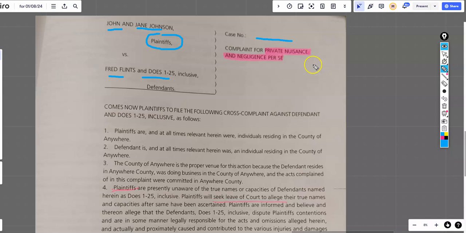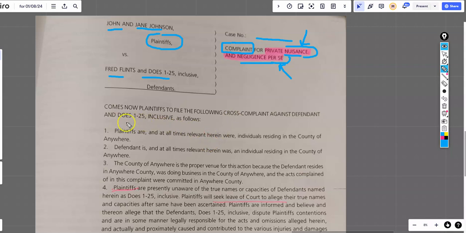But the complaint here is for private nuisance and negligence per se. So you do have to do your legal research to actually find out what facts are going to pertain to private nuisance and negligence per se. And that is what the complaint is for. So everything in this complaint has to include private nuisance facts and negligence per se. Okay, so let's go ahead and read the example.